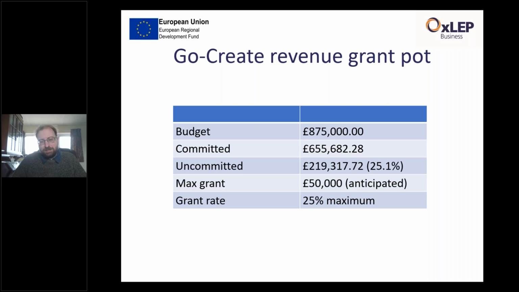We have committed £655,682.28, which means that our uncommitted amount, which is a smidgen over 25% of the grant pot, is £219,317.72. The maximum grant that we anticipate giving as a revenue grant under Go-create is £50,000. And we're offering a maximum grant rate still of 25%. So if your grant is £50,000 at a 25% grant rate, that means that your total project costs will be £200,000.